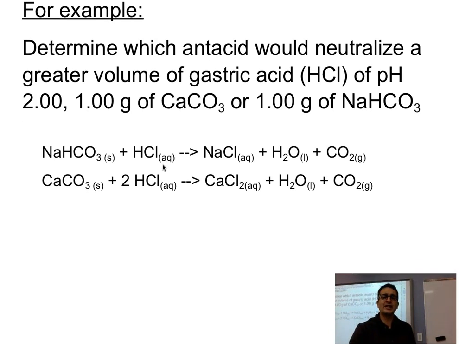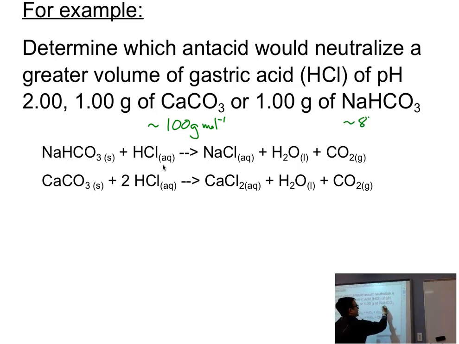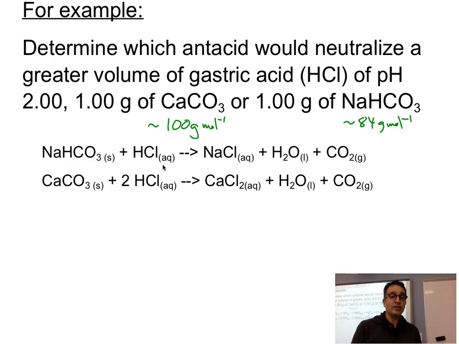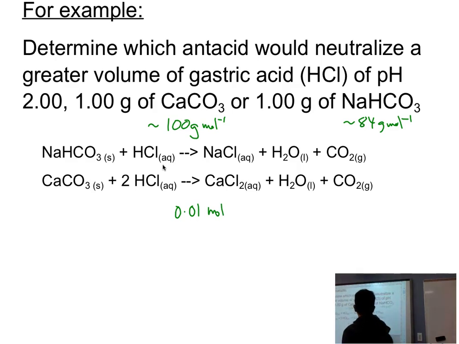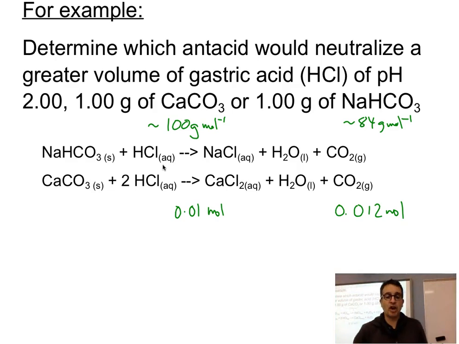The molar mass of calcium carbonate is approximately 100 grams per mole, while that of sodium hydrogen carbonate is approximately 84 grams per mole. So we know we're going to have ever so slightly more moles of the sodium hydrogen carbonate. In fact, if you were to calculate that, you would find that you get 0.01 moles of calcium carbonate and 0.012 moles of the sodium hydrogen carbonate.